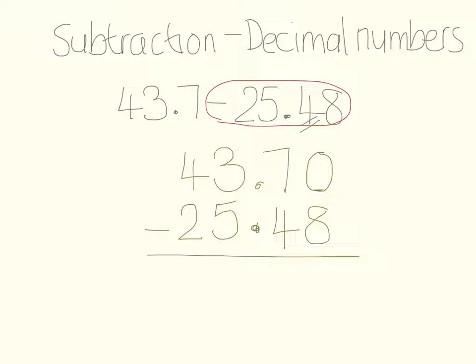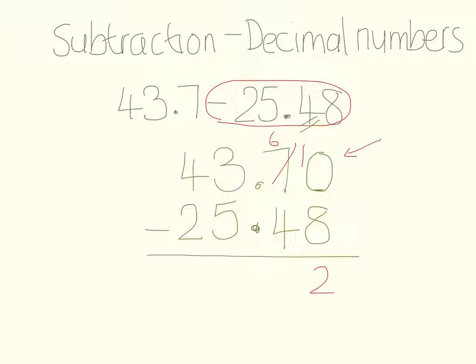I've got nothing in this top column here, but I need to subtract 8. Well, I can't because this number has to be bigger. So I'm going to go to the column next door. I'm going to take one of those, which means there's going to be 6 left. I'm going to chop it up into its 10 parts, which is why that then becomes 10. Now it's bigger. Now I can take away 8. 10 take away 8 is 2.